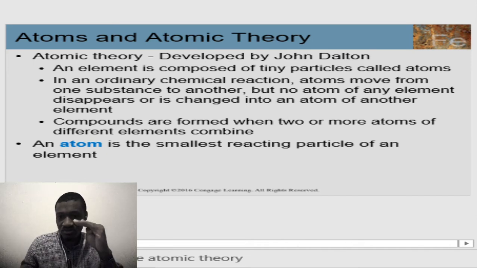So those four elements are very important when you're trying to explain what an atom is. And then you can include the fact that it's made up of electrons, protons, and neutrons. So that's how you define an atom.